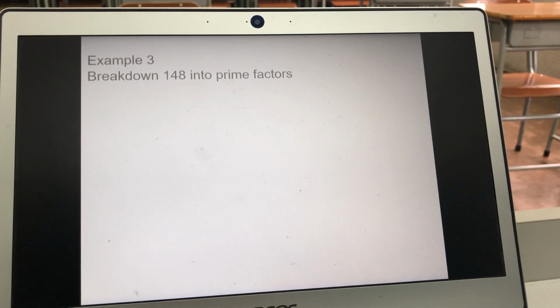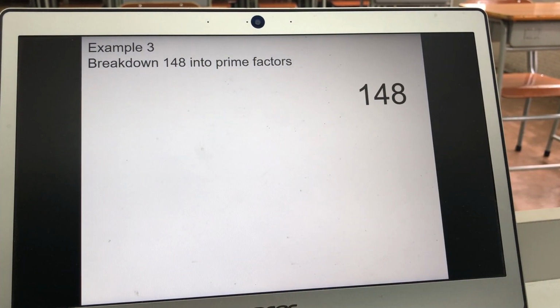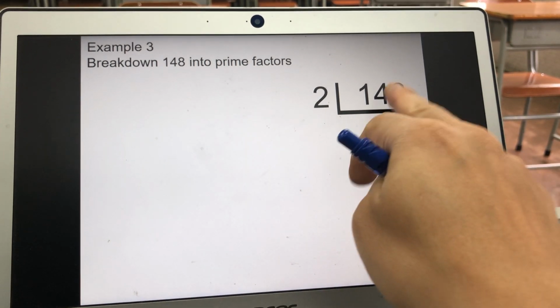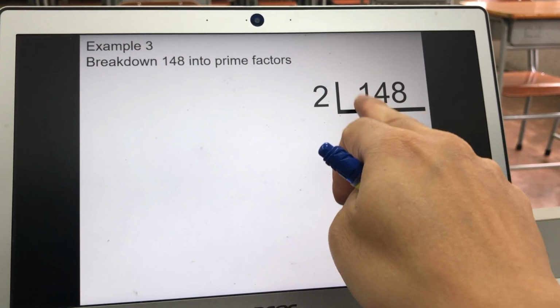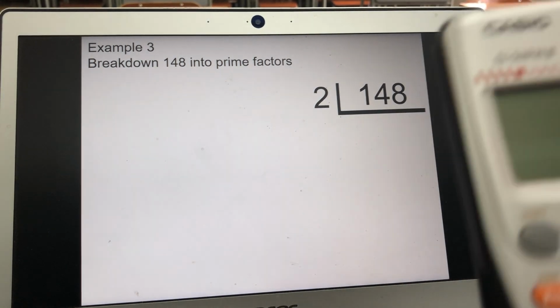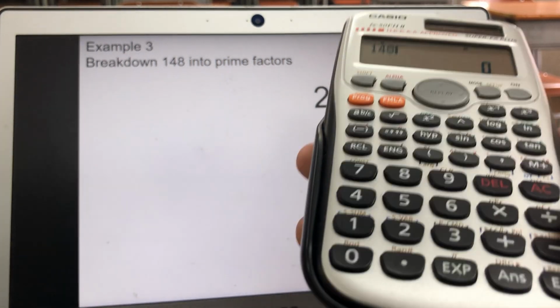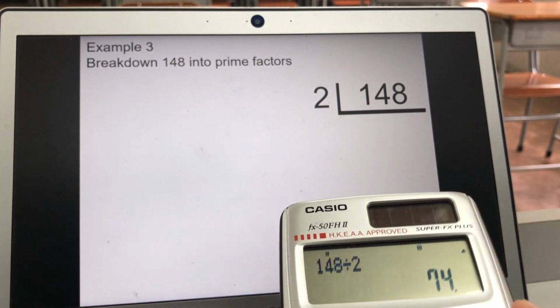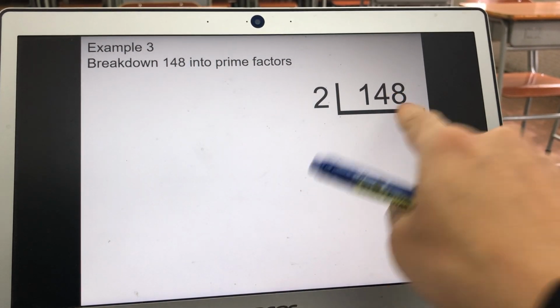One more example. This time you have to break down the 148. Can you do that? So first of all, of course, we have to try 2 first. 2 times what become 148? Or if you cannot think of the number, you may try backward. 148 divided by 2, what is that? 74. So that means that 2 times 74 becomes 148.